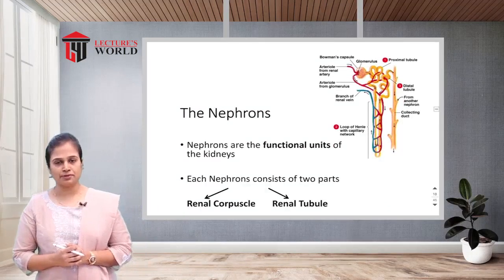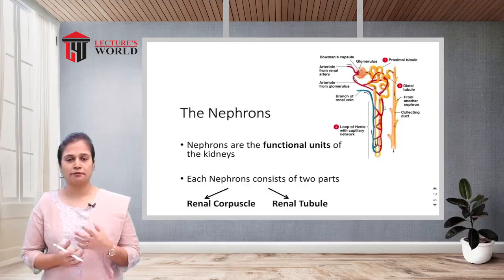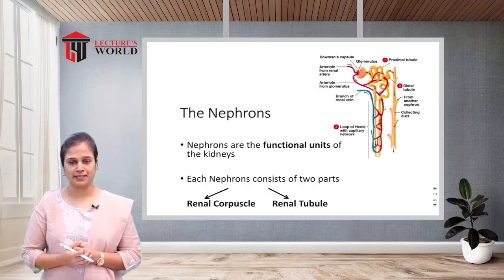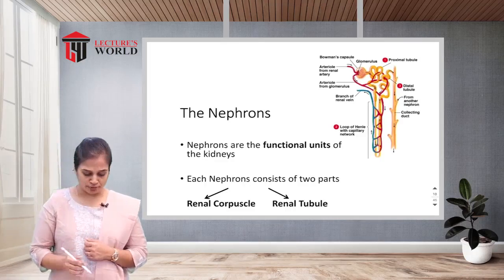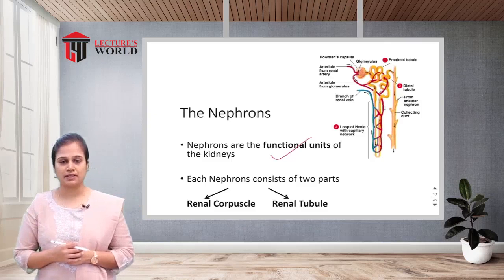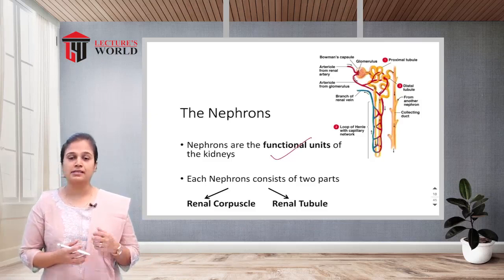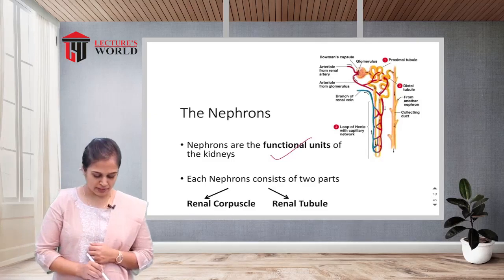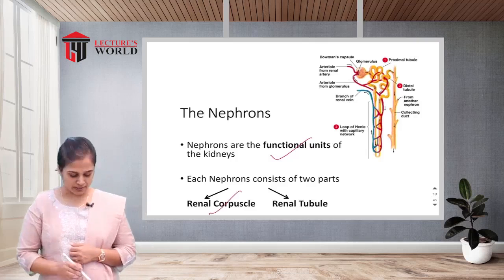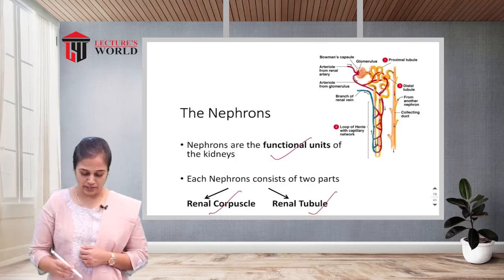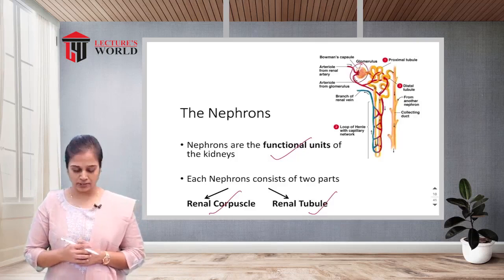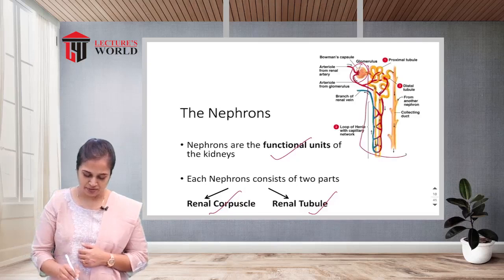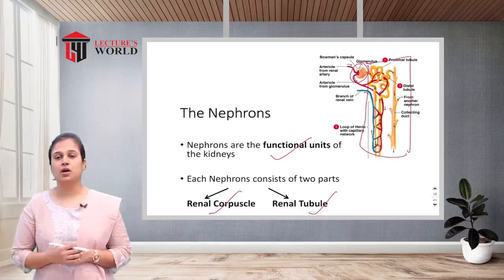Moving on to the nephrons. As we discussed, the nephrons are the functional units of the kidney, and they are about 1 million in number, and very microscopic. Each nephron consists of two parts. First is the renal corpuscle and the second is the renal tubule. As you can see in the image, this portion is called the renal corpuscle, and this tube-like structure is called the renal tubule.